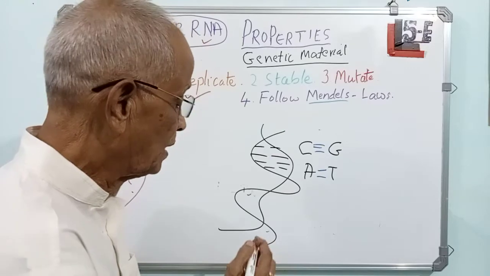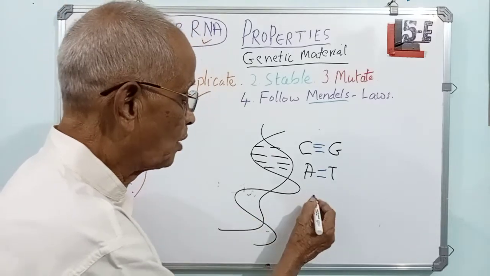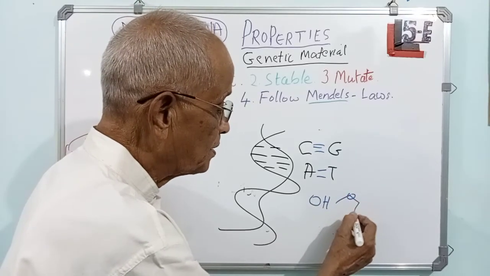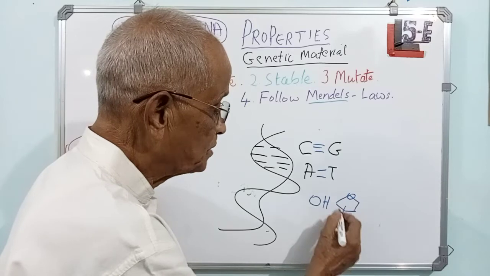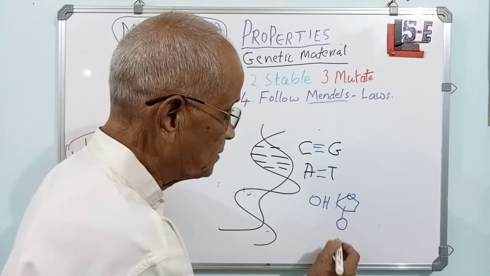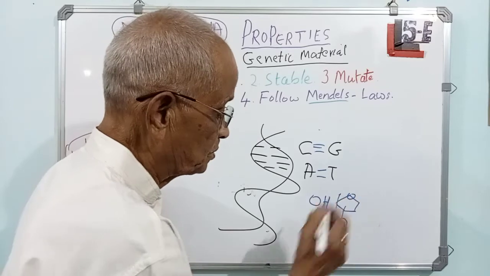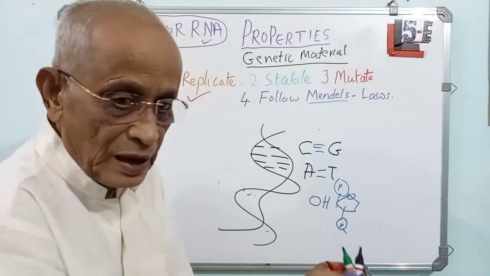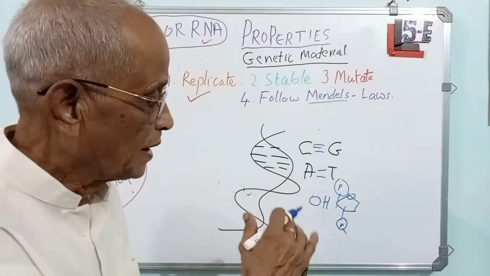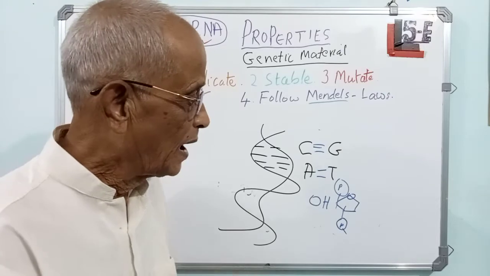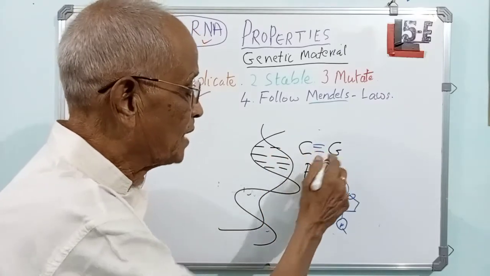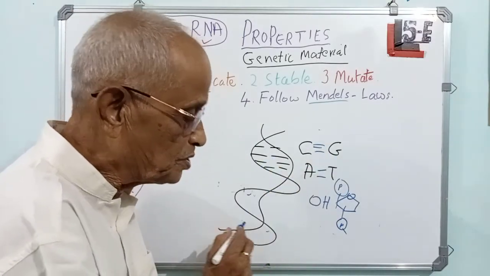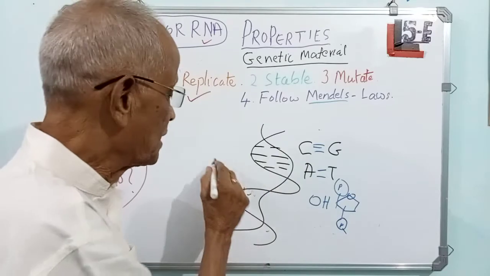In addition to that, the OH ends of the sugar of the deoxyribose, these ends are occupied by phosphate molecules. Therefore, in this chemical structure, where the OH end is connected to phosphate, and internally they are further stabilized by means of hydrogen bonding. So this gives the stability for the DNA molecule.